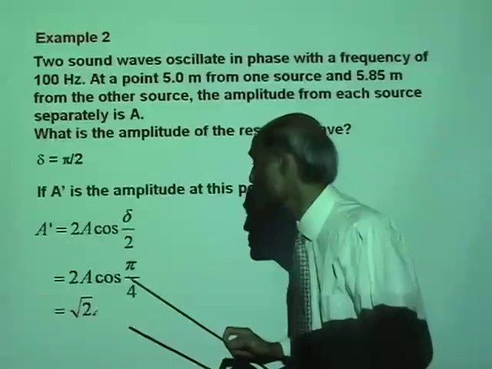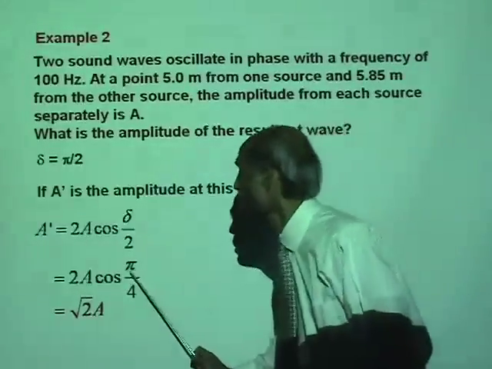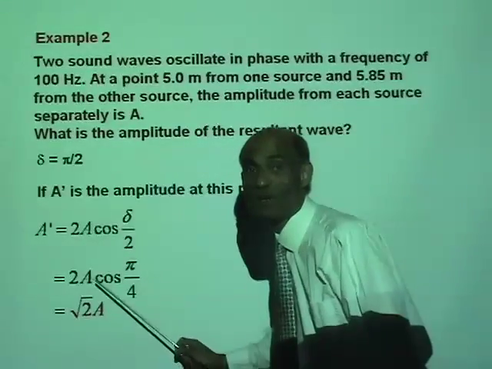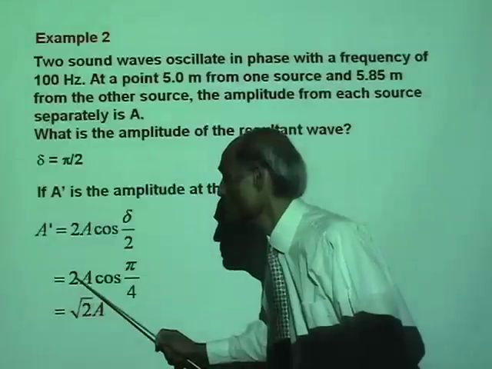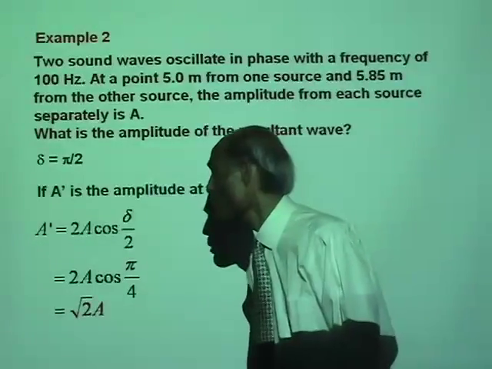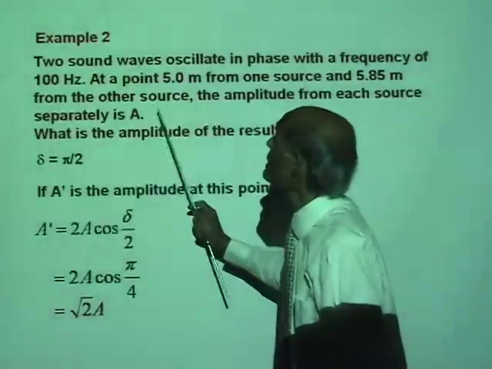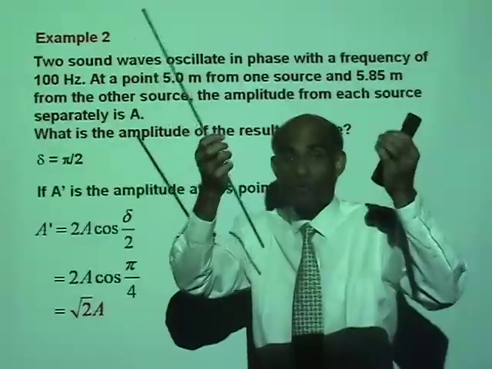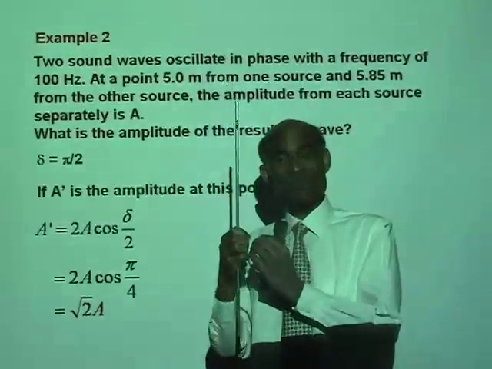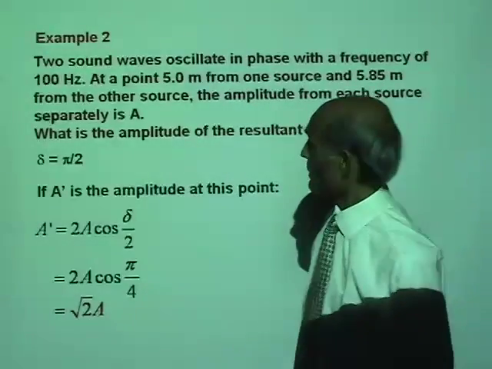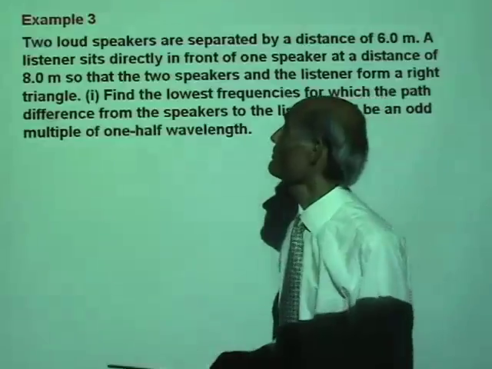It is square root 2 over 2. So if this is square root 2 over 2, the 2 on the denominator will cancel with this 2. So the answer is square root 2 times a, where a is the amplitude of each wave that is arriving at C. Alright? Okay, that's one of the problems.